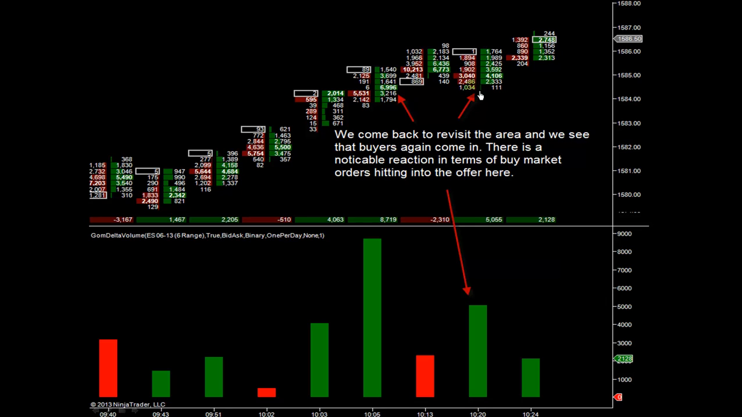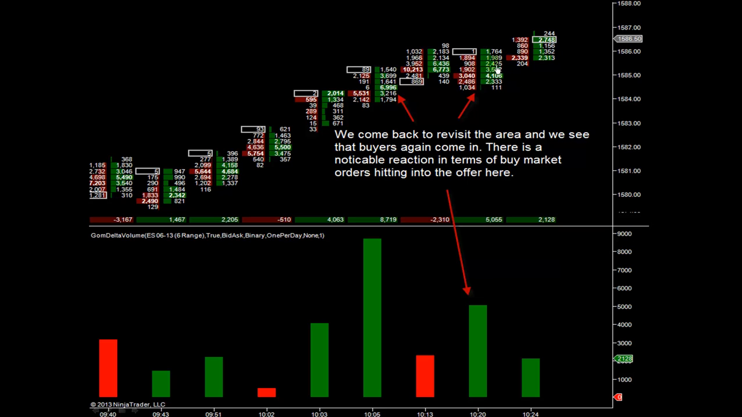Now that's not really a quantity that says this is absorption. What we can see, if we look on the way up, is much larger volume on the upper side. So we came down to here, we traded the high of the cluster, and then buyers stepped in, and we can see that the delta goes positive, confirming that buyers came in with overwhelming force, and we resume the move up.